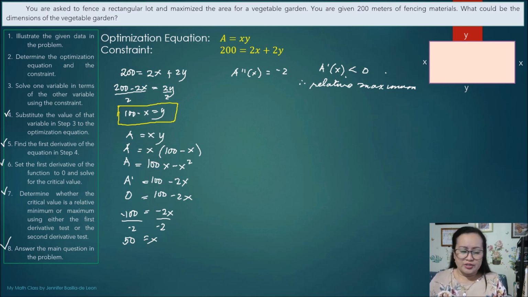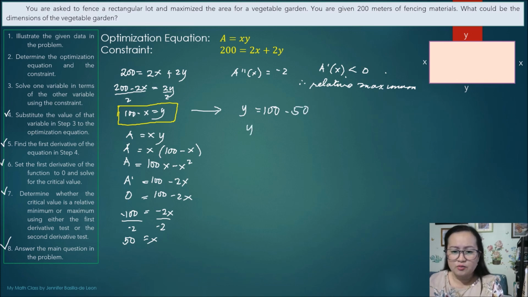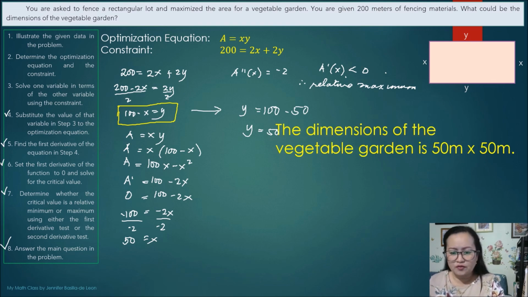So we are ready to answer the main question in the problem, which is the dimensions of the vegetable garden. Since x equals 50, using this equation, we would be able to solve for y. So we will have 100 minus 50. We will have y equals 50. So therefore, the dimensions of the vegetable garden is 50 meters by 50 meters.